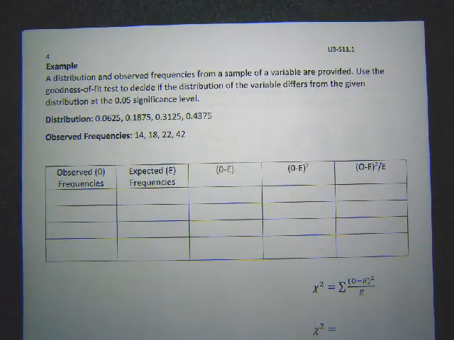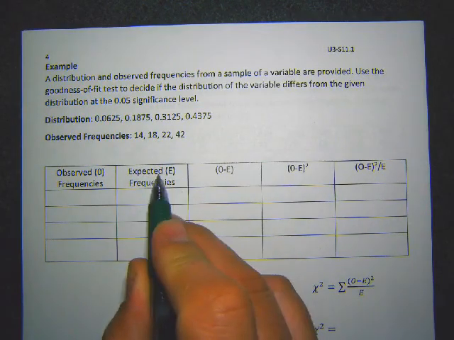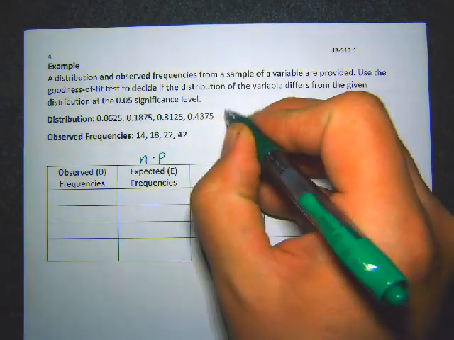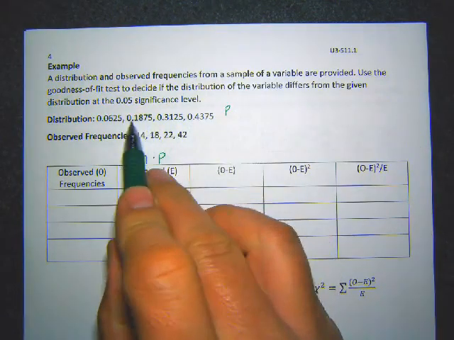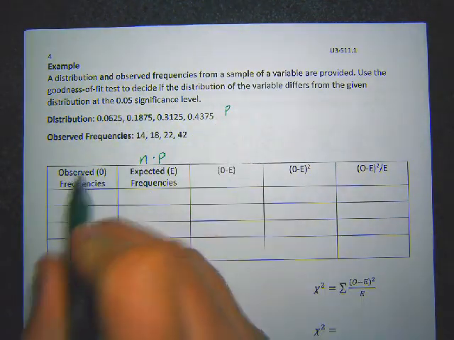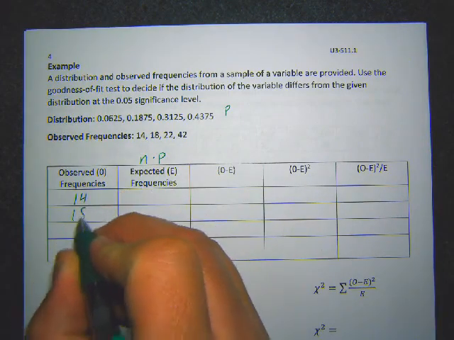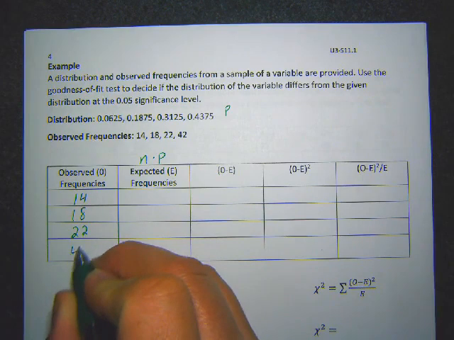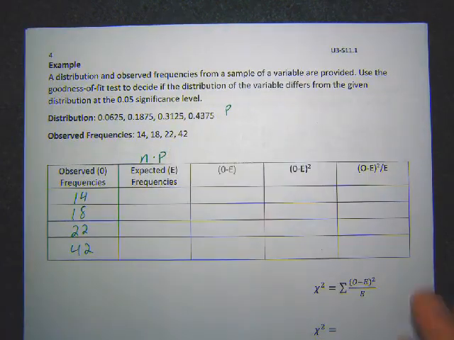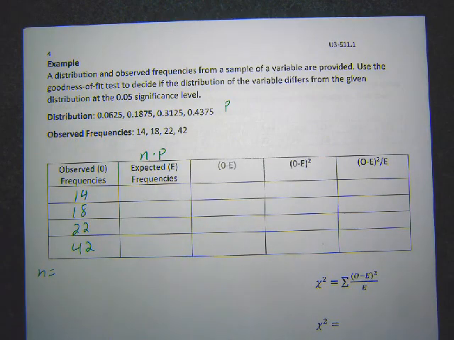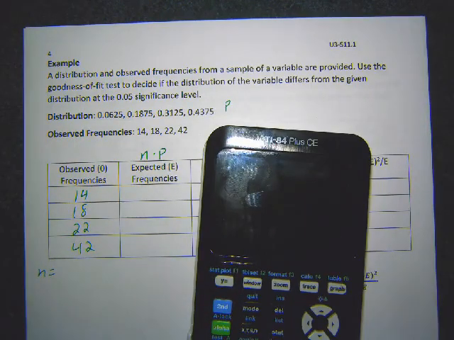Okay, so a couple things. First off, to find the expected frequencies, we're going to take n times p, and these values are the p's, right? These are the percentages we're going to use. The observed frequencies, you can write those down. So I'm just going to put down the 14, 18, 22, 42. We don't know the categories, but we don't need to. First thing we do need to know is the sample size, though. So what's the total sample size? Let's just add those up and figure out how many we have here.